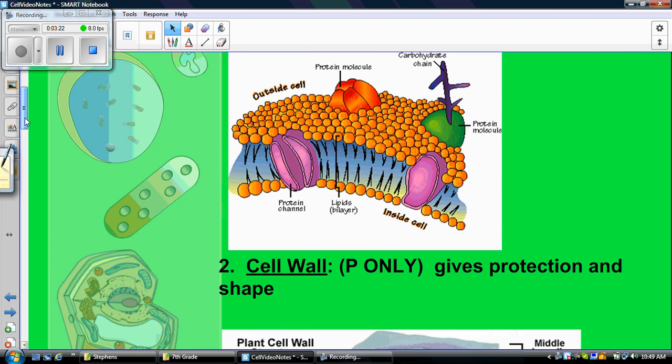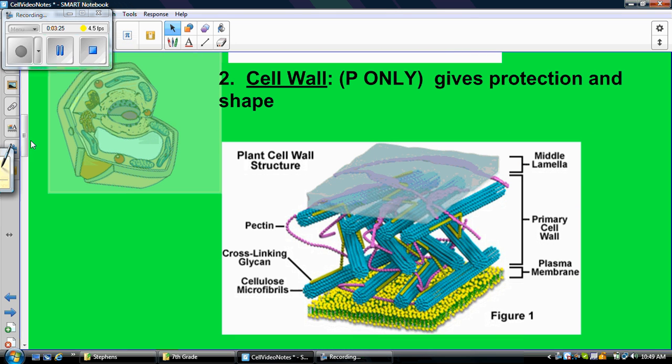Okay, the next one is a cell wall. Now notice in parentheses in all caps I put P only. That means it's only in a plant cell. So animal cells do not have a cell wall. We are considered animal cells, so we don't have a cell wall. It's only found in plants. What a cell wall does is it protects the plant cell and gives it its shape. Plant cells look more rectangular in shape than animal cells. Animal cells are more circular.